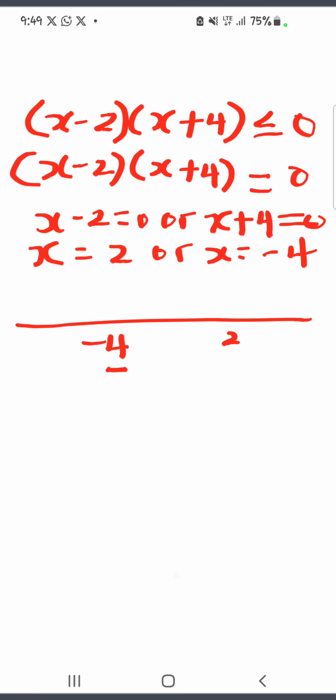So if you put minus 4 here, what are you going to have? Minus 4 minus 2, minus 4 plus 4. In fact, this minus 4 plus 4 is 0 automatically. This is minus 6. 0 times minus 6 is 0.